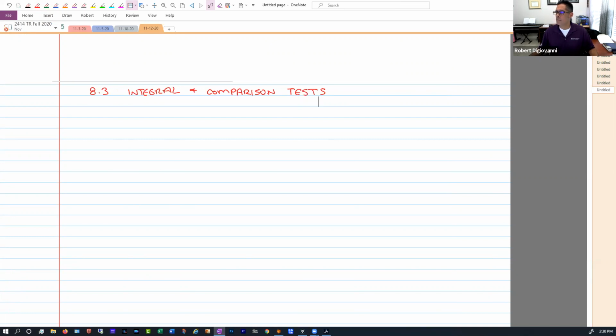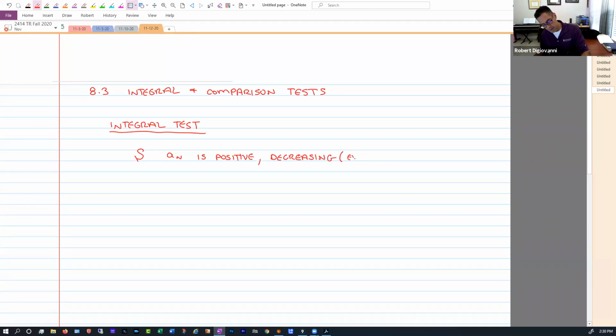Integral test. Suppose, that's how we write the word suppose in math. It's capital S with this little line here. That means suppose. Suppose that a sub n is positive, decreasing, and I'm going to add to that eventually.